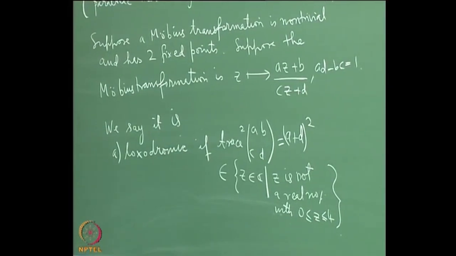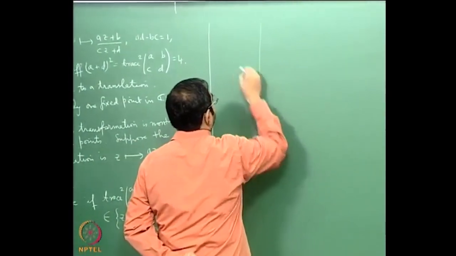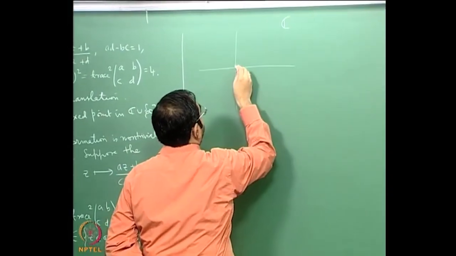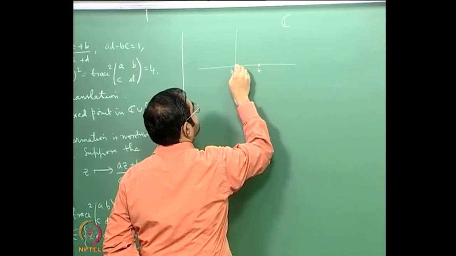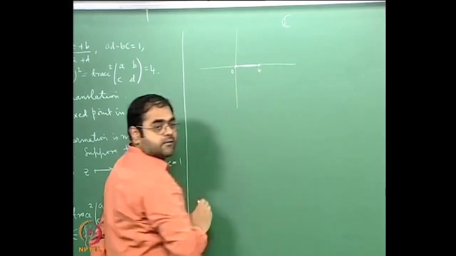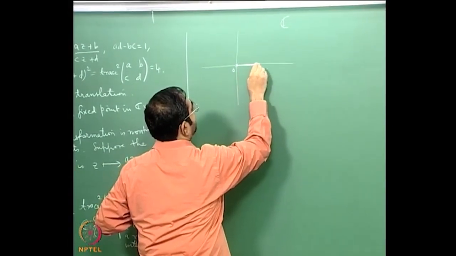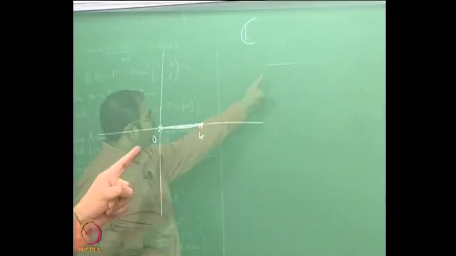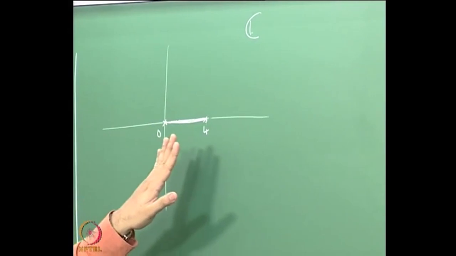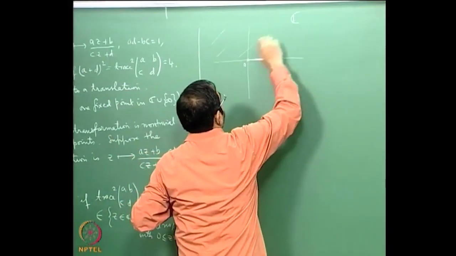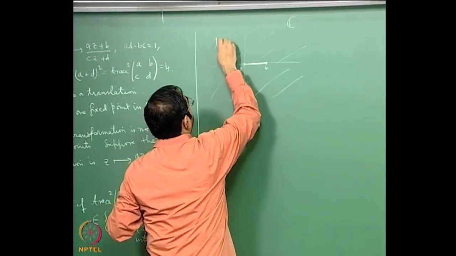So if I try to draw a diagram, I have the whole complex plane, okay, and then I have this line segment here from 0 to 4, I have this line segment, all right. If you calculate trace squared and that value does not lie on this line segment, that is, it lies in the complement of this line segment, okay, then it's called loxodromic.